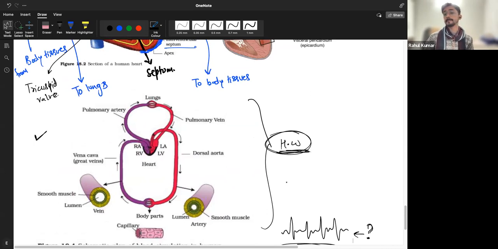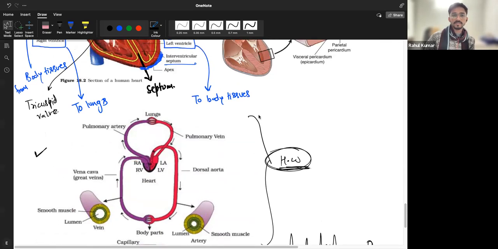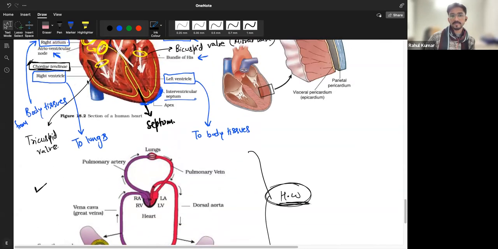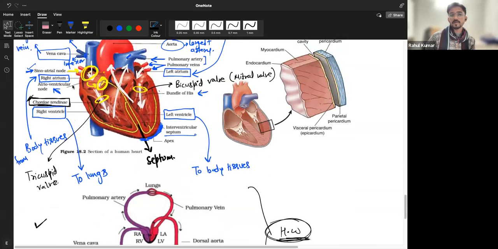Sir, do we have a different SA node for the left atrium? No. SA node is the same. The sinoatrial node is just near the right atrium. From the right atrium, the left atrium is just adjacent. To send it into the ventricles, we need an AV node, atrioventricular node. So we don't have different SA nodes for different atriums. We also don't have different AV nodes for different ventricles. There is just one AV node and one SA node.